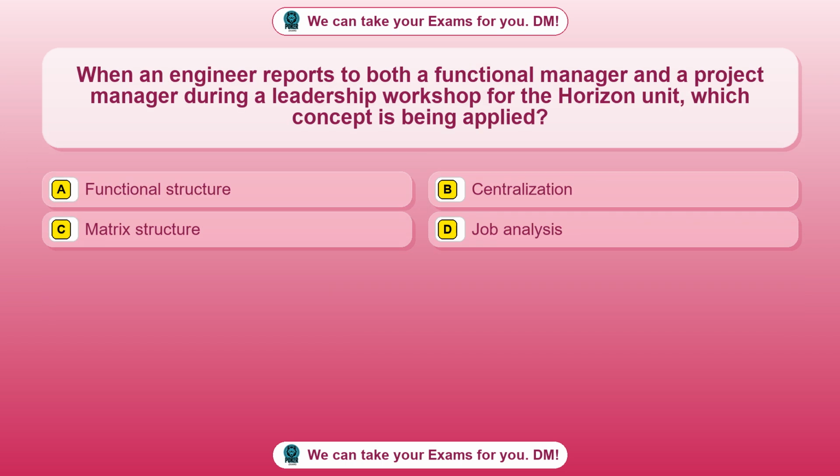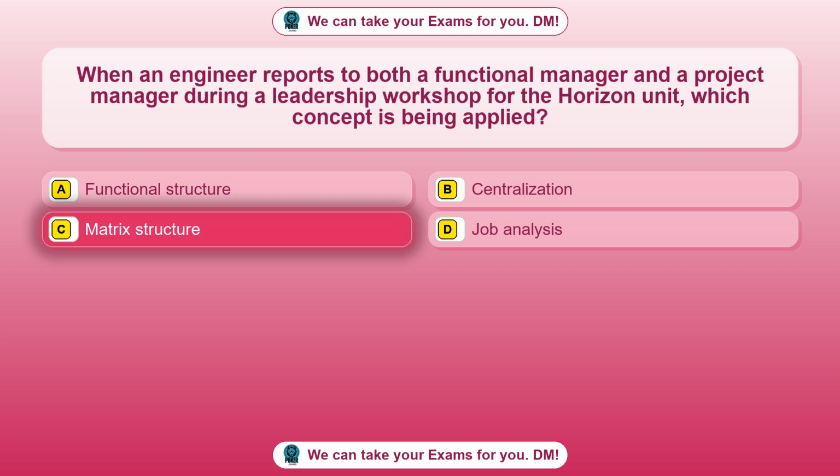Question 12. When an engineer reports to both a functional manager and a project manager during a leadership workshop for the Horizon unit, which concept is being applied? Option A, functional structure. Option B, centralization. Option C, matrix structure. Option D, job analysis. The correct answer is option C, matrix structure.